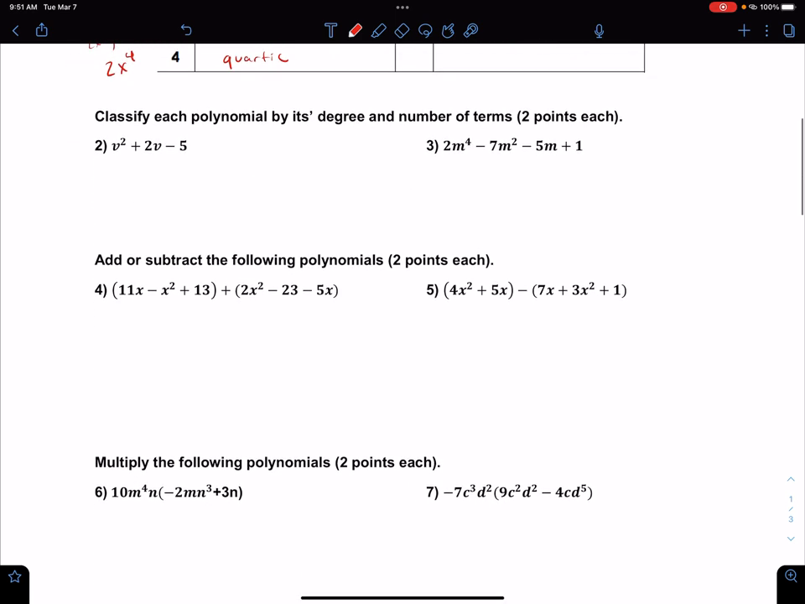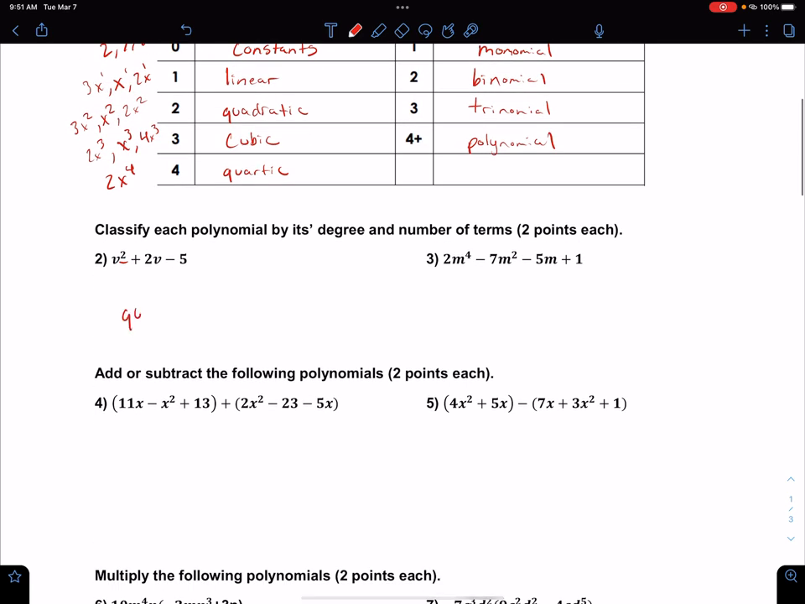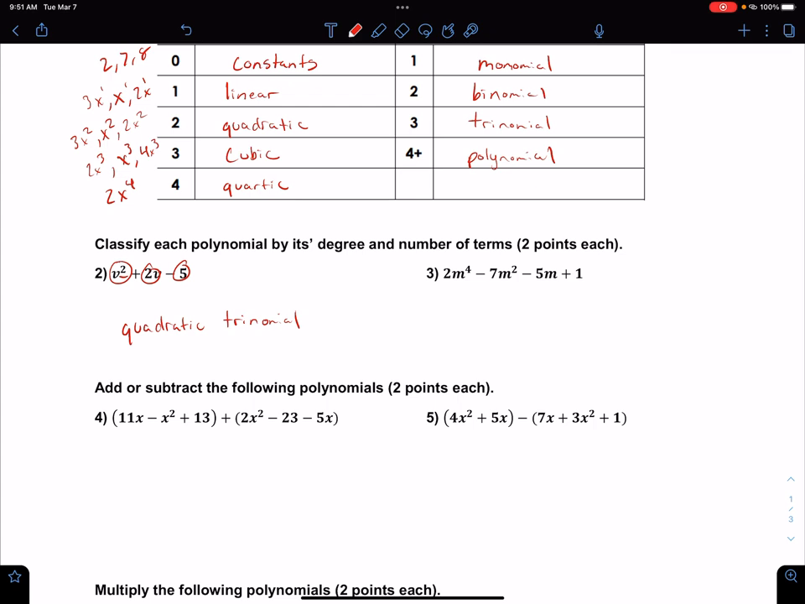Okay, next one, it says classify each polynomial by its degree and number of terms. So this one here, the biggest number is 2, so we look up here, it's going to be a quadratic. And there's 3 terms, so we call that a quadratic trinomial. Okay, this one, there's 4 terms, and the biggest number up top is a 4, so we call that a quartic polynomial.